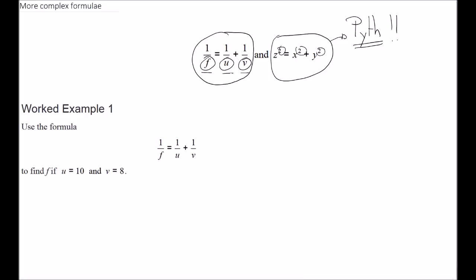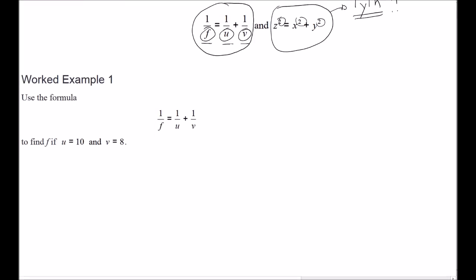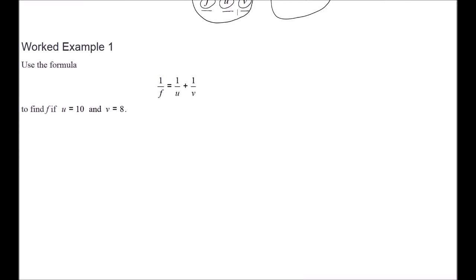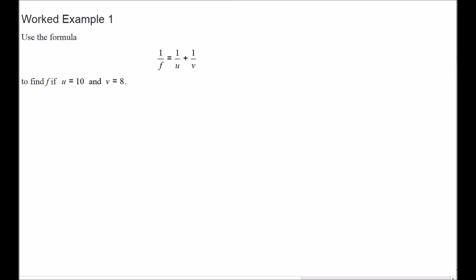All right, but no worries, it's just still the same thing. You follow the same procedure, you just substitute all the letters by numbers. Let's have a go. All right, worked example number 1. You have to use the formula 1 over f is equal to 1 over u plus 1 over v. You have to find f if u is 10 and v is 8. Let's fill that in. So I don't know what f is, but I do know that u is 10 and v is 8. Okay, so 1 over f is equal to 1 over 10 plus 1 over 8.